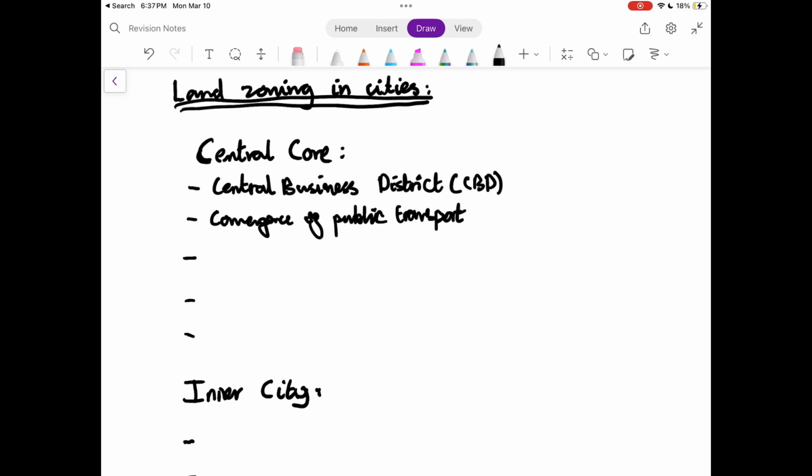The next feature is high rent. Because it's very close to the central business district, the rent here for retail and office space will be really high.